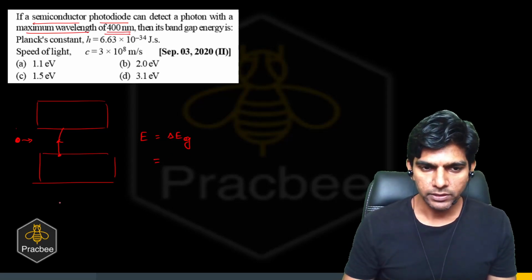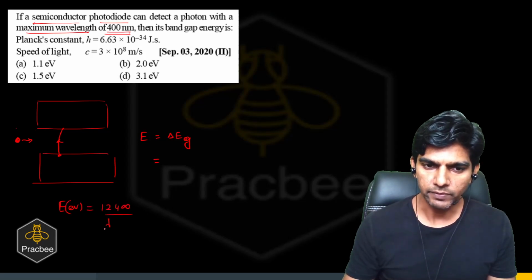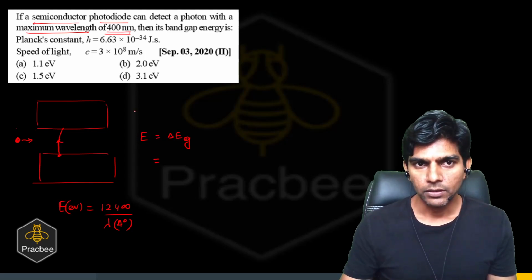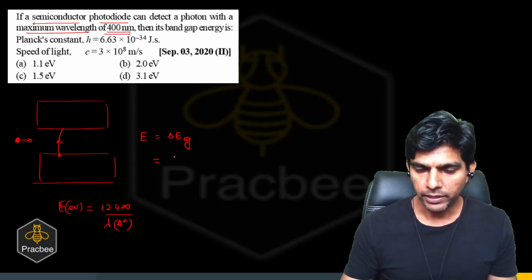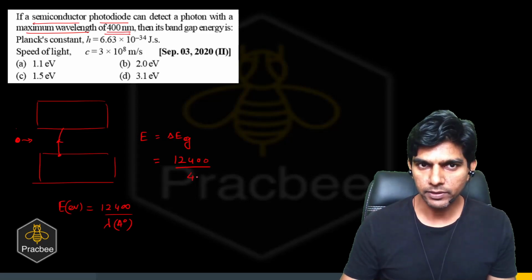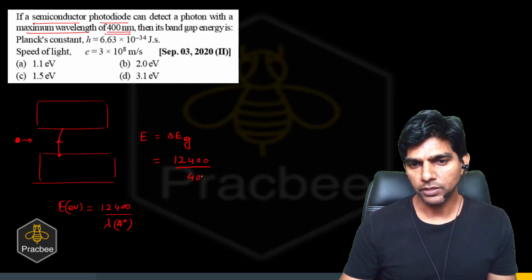Do you remember this formula? The energy in electron volt is 12400 divided by the wavelength in angstrom. If we use this formula, we can find the energy of the photon in electron volt, and that will be 12400 divided by the wavelength in angstrom. So 400 nanometer is nothing but 4000 angstrom.